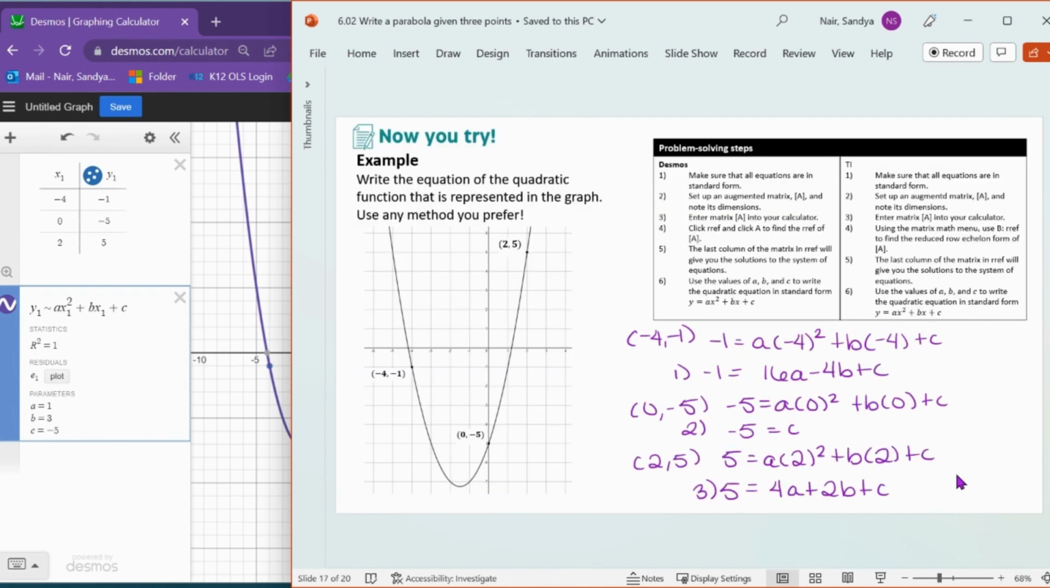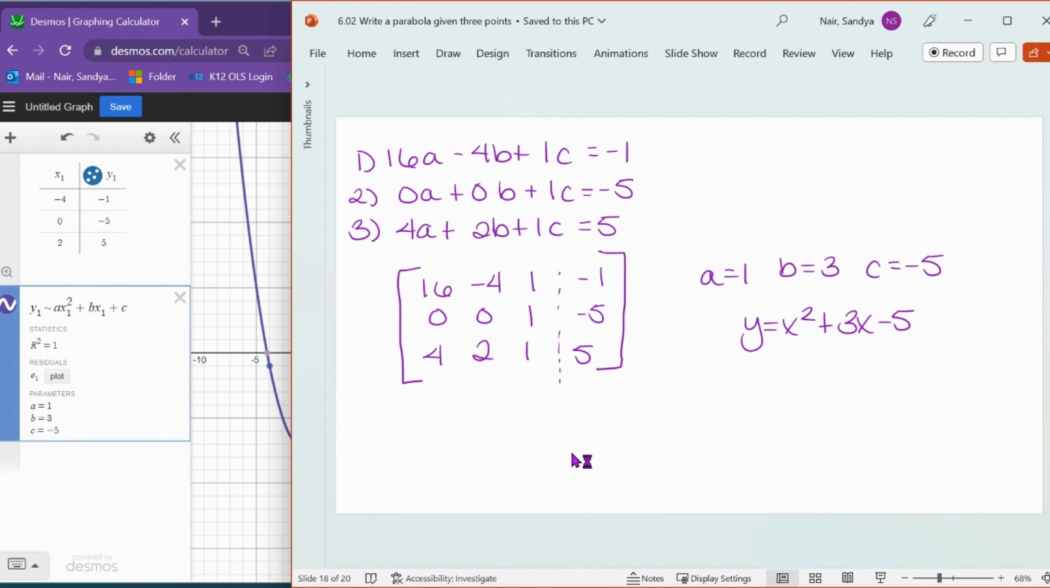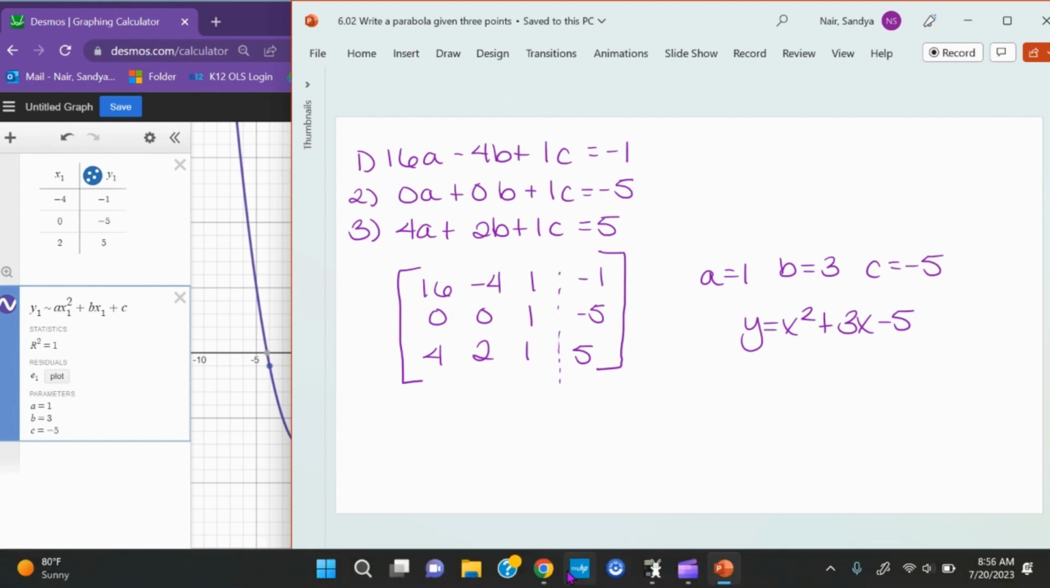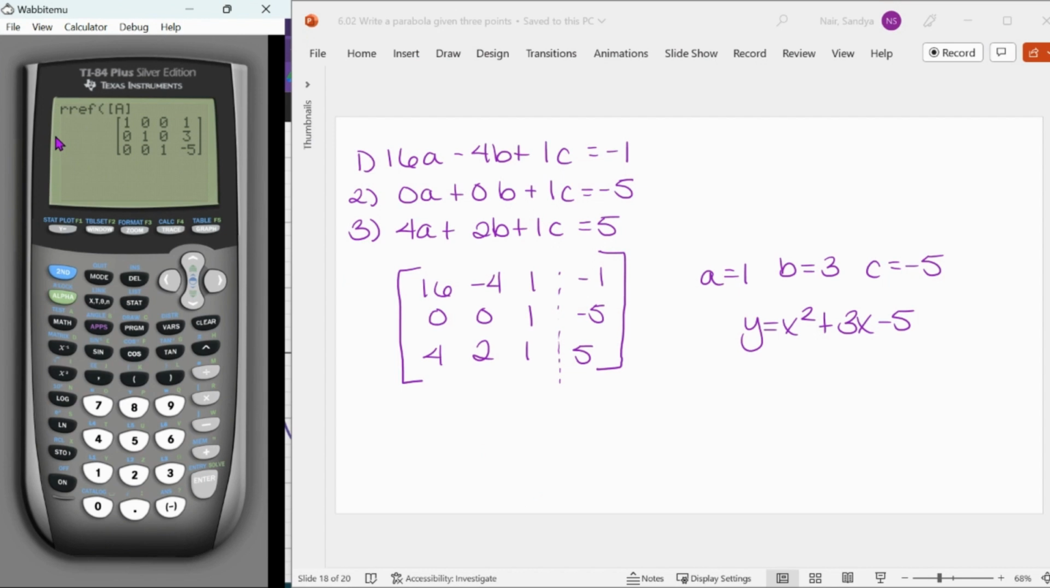You could have chosen to do this using technology with matrices. So once again, you have to set up the system of equations, but remember now when you're using matrices, your equations have to be in standard form. So here are the equations in standard form, and here's the augmented matrix that I set up. I then went to my calculator, and that's where I used reduced row echelon form of this matrix that I entered here to figure out the values of a, b, and c, which are 1, 3, and -5. So when you plug that into standard form, you get the same quadratic that we found just a minute ago. We have y equals x squared plus 3x minus 5.